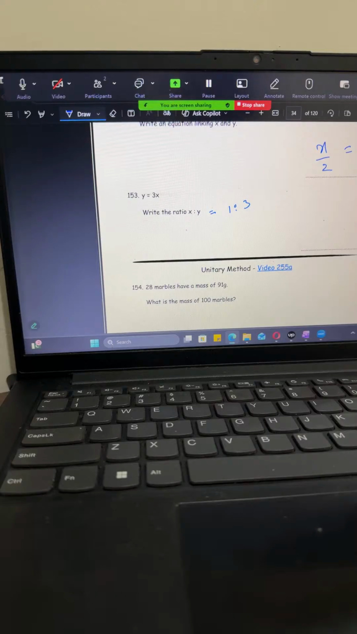So the ratio is going to be 1 to 3, right? Yeah. So let's say if x is 2, then y is going to be 6, right? Yeah, that's what I was thinking. And if you simplify it, it is again 1 to 3. Oh, okay. Yeah, makes sense.